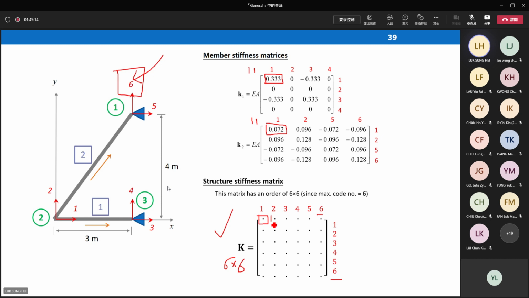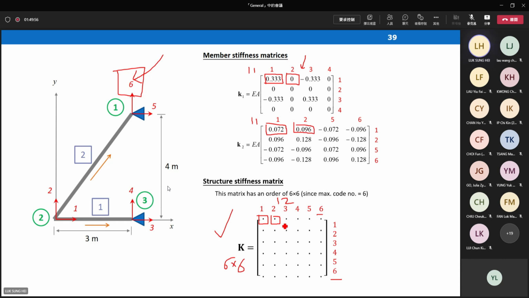The next element with row index 1, column index 2, then you search each individual element stiffness matrix to see if there is any element with the same index. So for example here, for element 1, we have one element with index row 1, column 2. In element 2, we also have the same index, row 1, column 2. So you can add up these two numbers together. 0 plus 0.096 becomes the second element. Do this position by position.